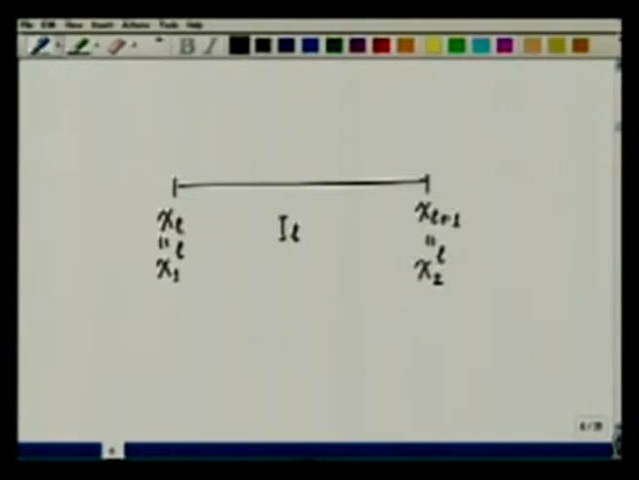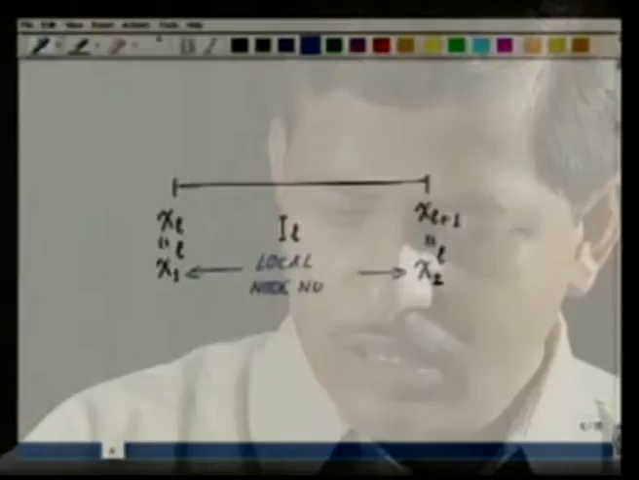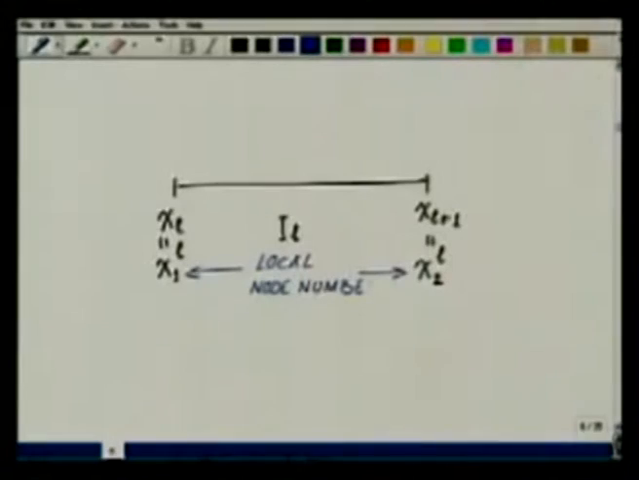So this we'll give a name: this is the local node number and coordinate. And this is inherited from a global number. That is, it is inherited from here. So there is a one-to-one correspondence between these local nodes and the global nodes.